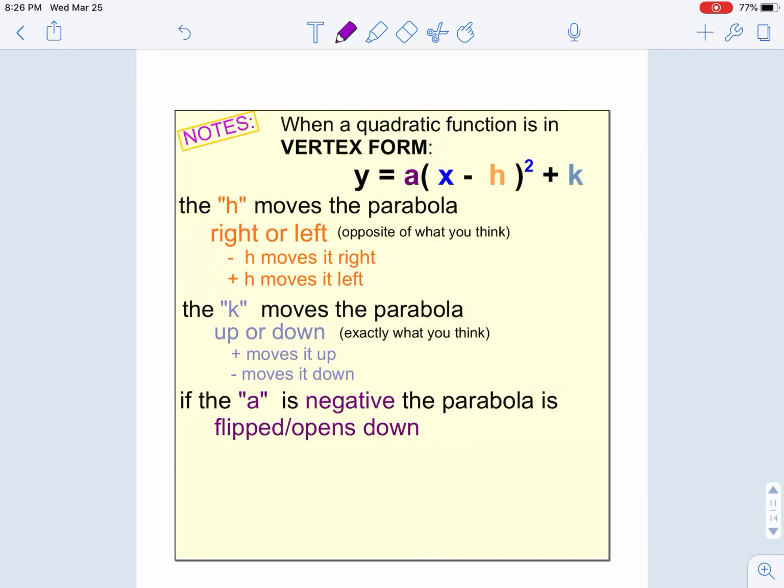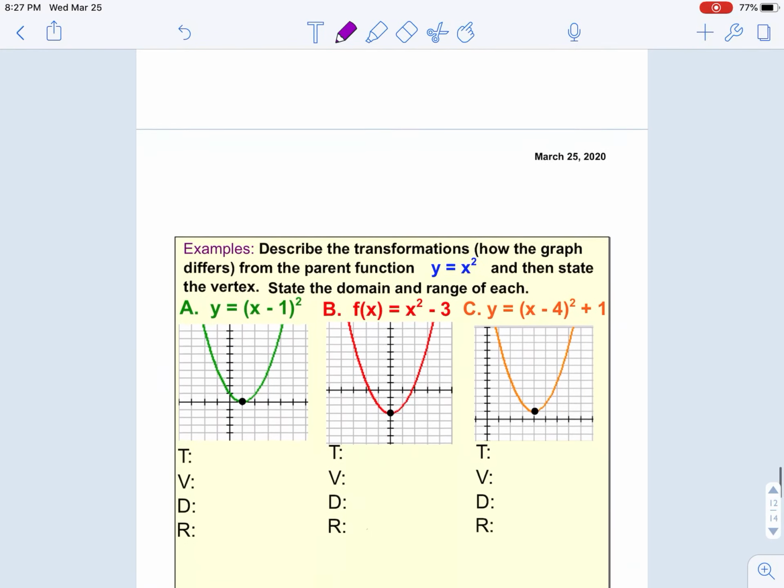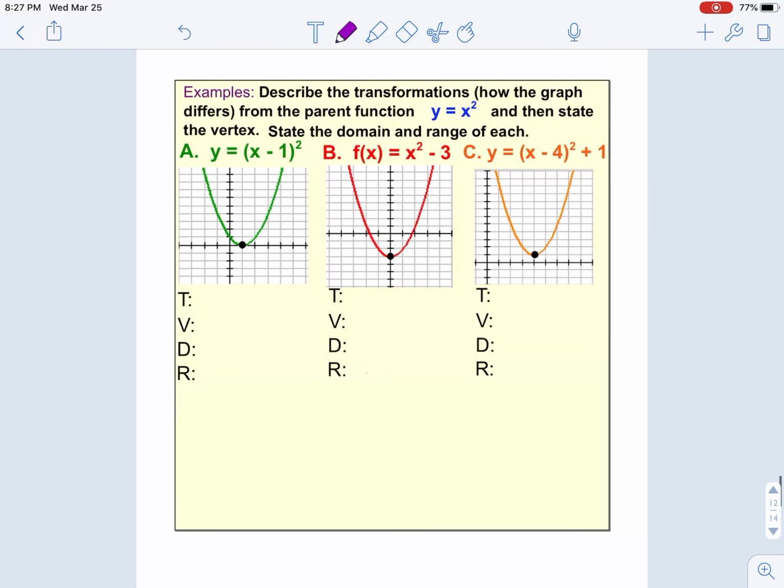Okay, there you go. H moves it left or right. K moves it up or down. The A, the only thing we're seeing here today, we'll talk more about A tomorrow, but that is going to, if it's negative, it flips the whole thing so it opens down. But if A is positive, it's going to be our regular upward facing parabola. So let's try a few examples before I get you to the assignment. I think you're going to find this to be nice and easy.